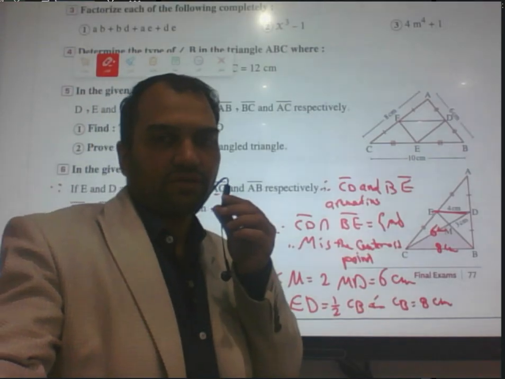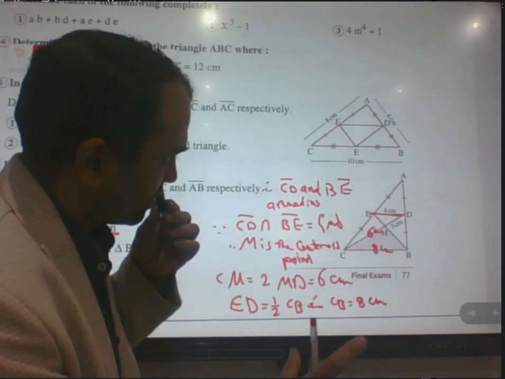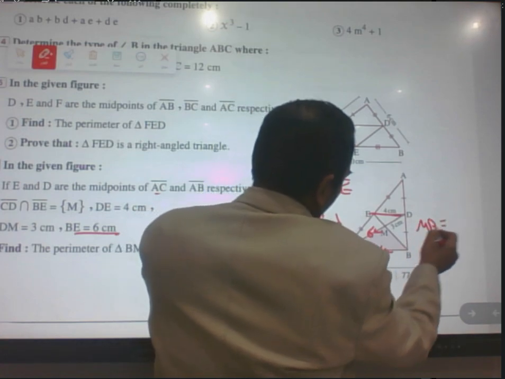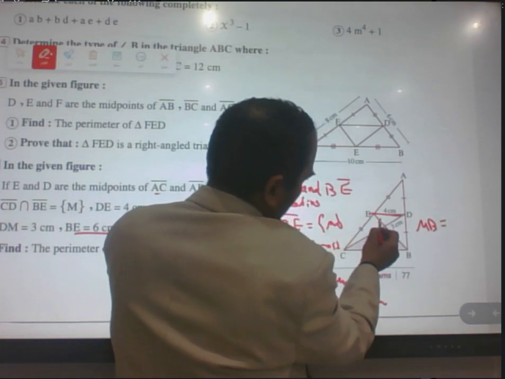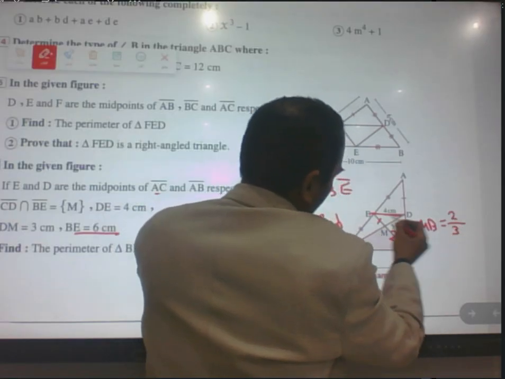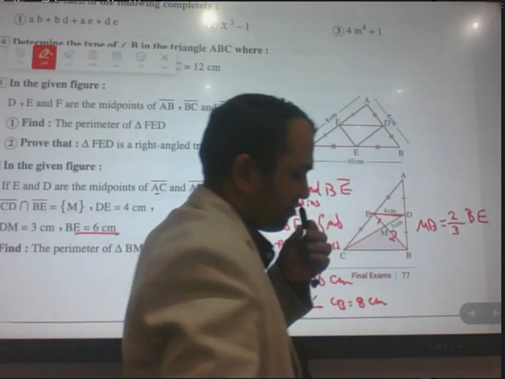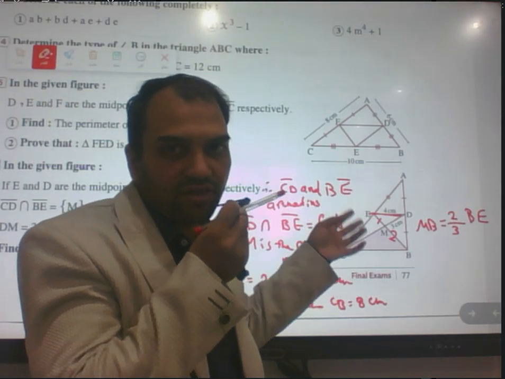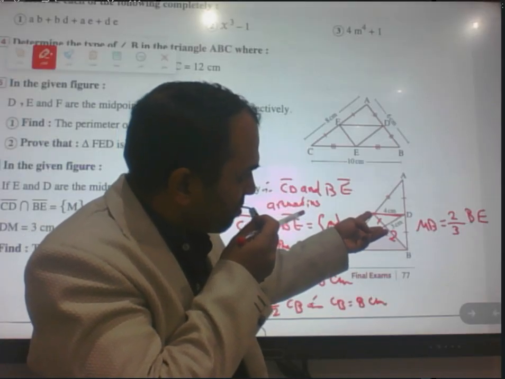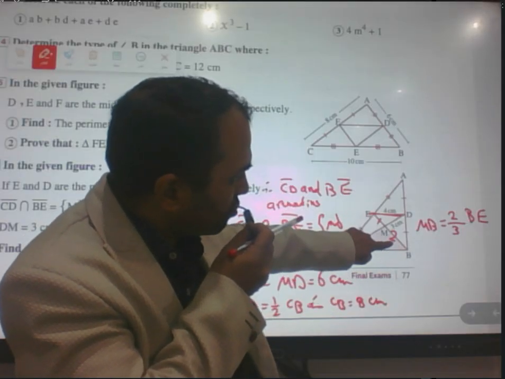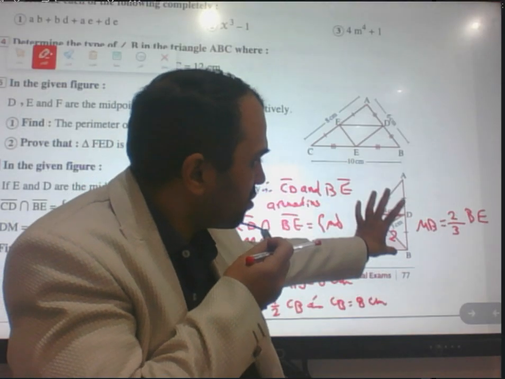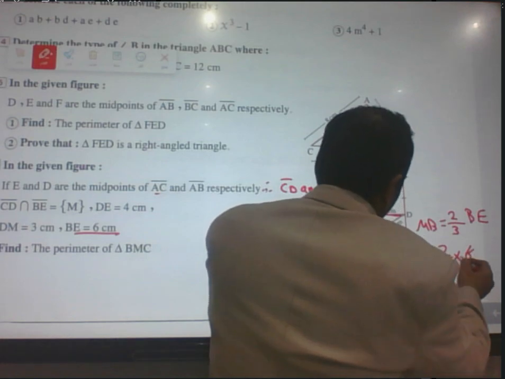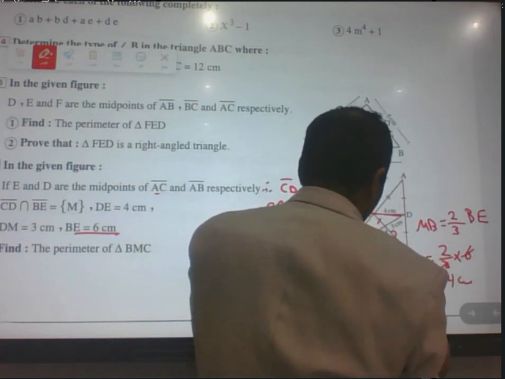Okay, you can also write here the length of this part, MB. MB equals, look, 2 parts to 1, then the ratio will be 2 over 3 of BE. Understood? He gave me BE as 6 centimeters. 6 divided by 3 equals 2. The length down here to the base is 2 centimeters and here 4 centimeters. We can write the ratio 2 over 3: MB is 2/3 of BE, 2/3 times 6. 6 divided by 3 equals 2, 2 times 2 is 4 centimeters.